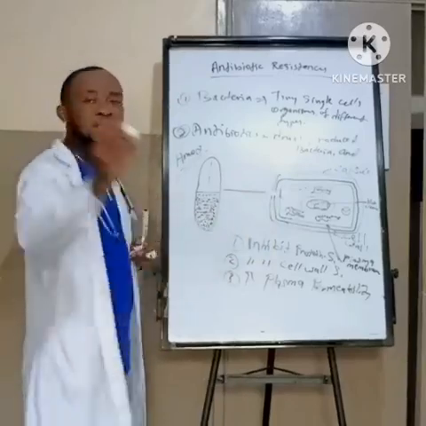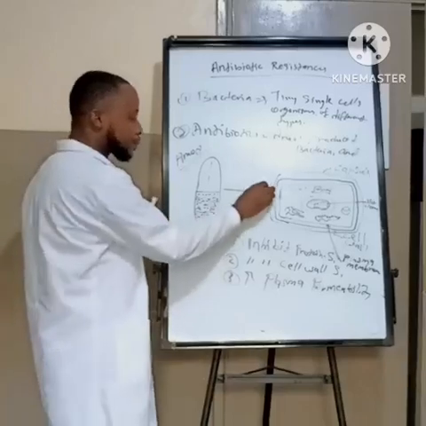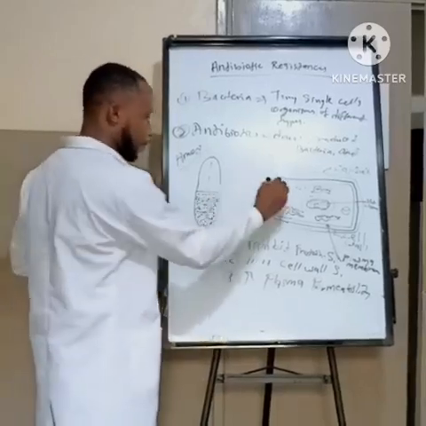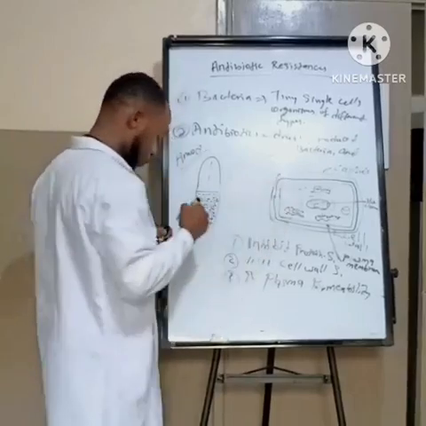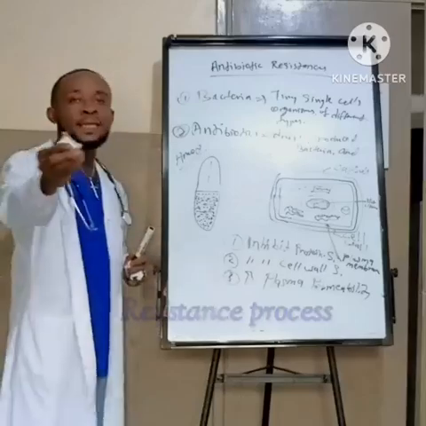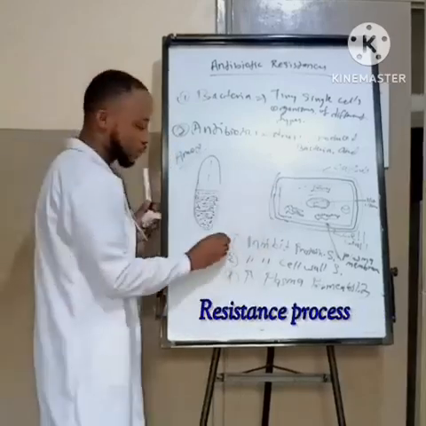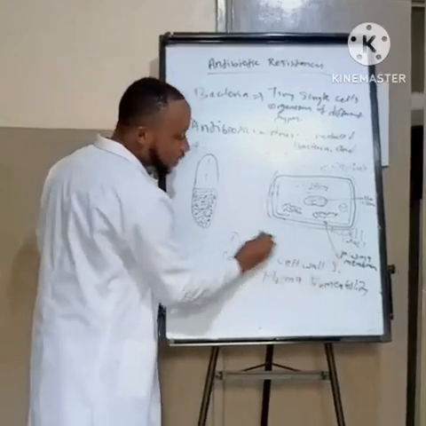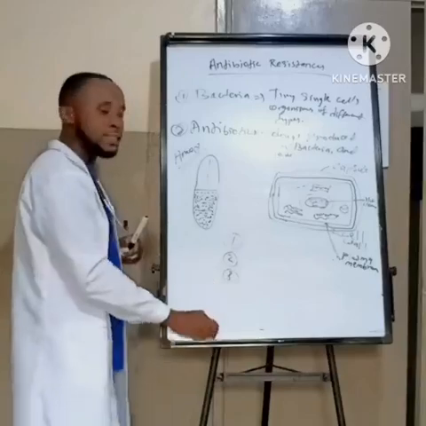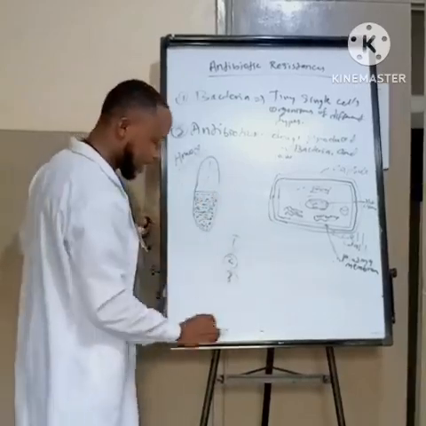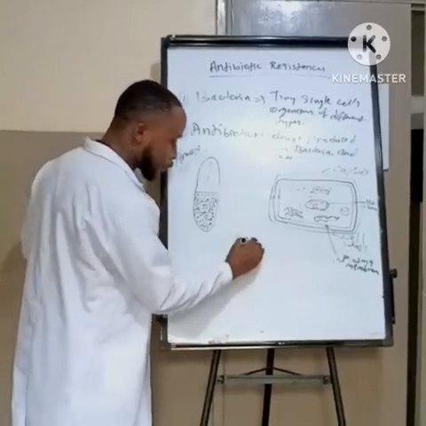So how does the resistance aspect happen? Let's go back to the process. Two mechanisms are carried out by the bacterial cell to resist this antibiotic. So what are the mechanisms? Number one mechanism is mutation.